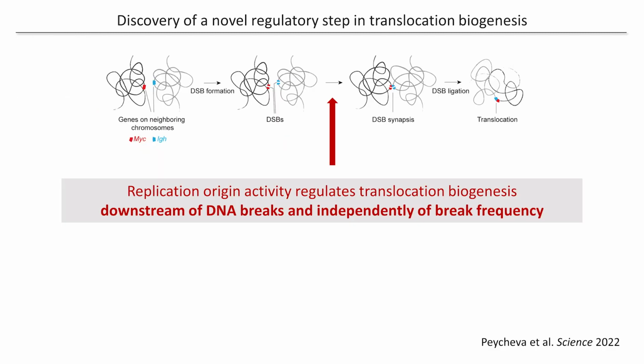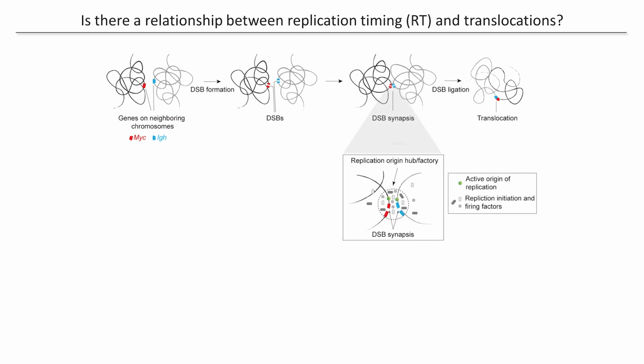So that is our conclusion again from this part, a very important one, because we found here essentially a novel regulatory step in translocation biogenesis, which acts downstream of double-strand break formation and also completely independently of the break frequency. So what is going on here? We know that now it's something downstream of double-strand breaks. So the next step would be, in our case, the synapsis of this double-strand break. So the two breaks have to come together in nuclear space, form a synapse, ligate, and give you a translocation.